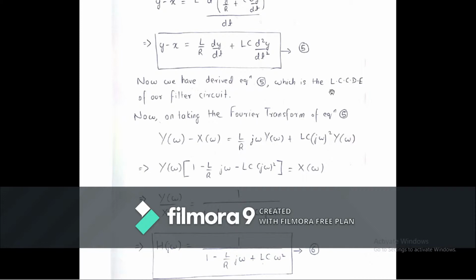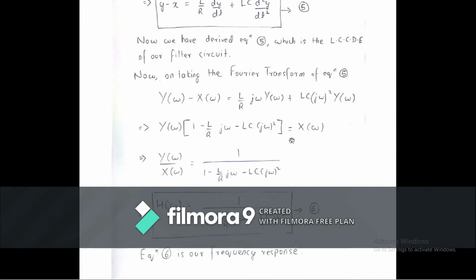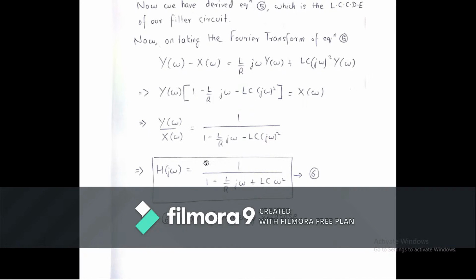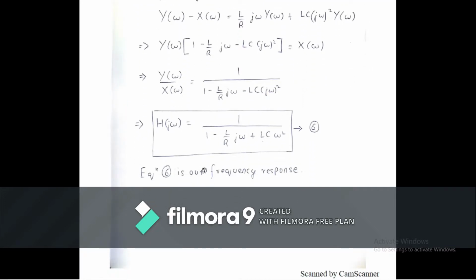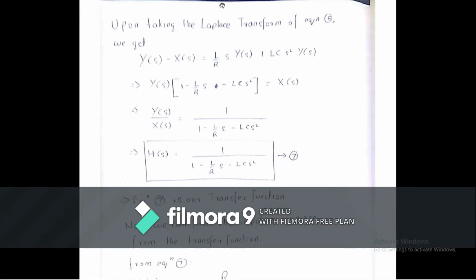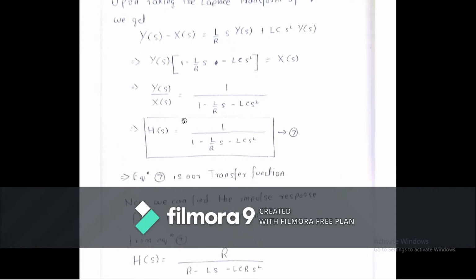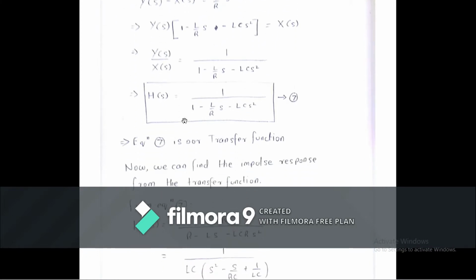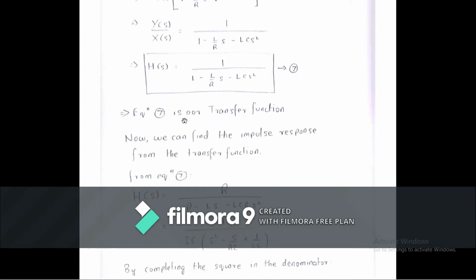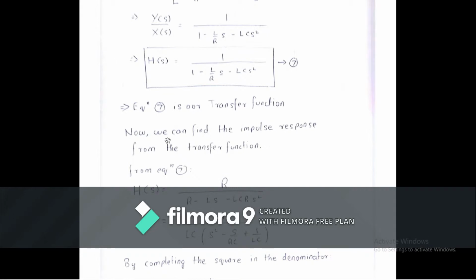Now, after deriving the LCCDE, when we take the Fourier transform of equation 5, we get this equation, and upon simplifying, what we get is the frequency response for our filter. Upon taking the Laplace transform of equation 5, we'll get the transfer function of the filter. Now, from equation 7, that is the transfer function, we can find the impulse response for the filter.